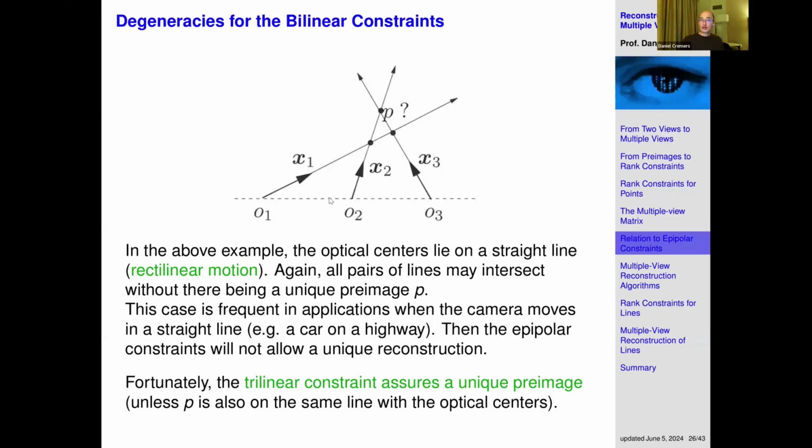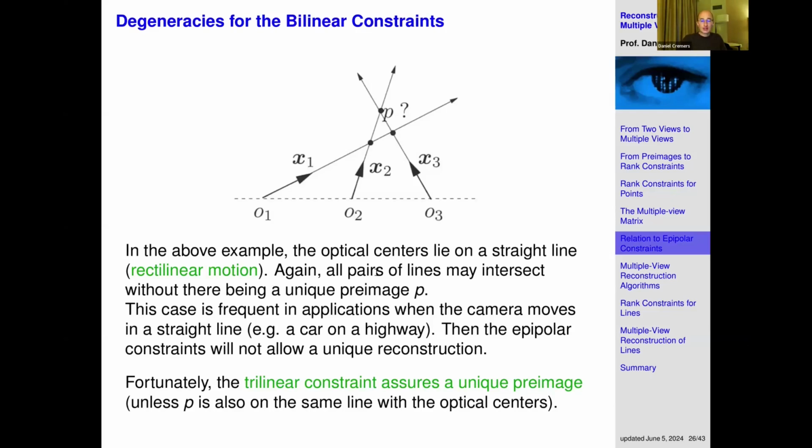considering pairs of lines. You consider pairs of lines, say x1 and x2, you say there should be a point in the intersection. You consider x1, x3, you say there should be a point in the intersection. And then x2 and x3, again, you impose the epipolar constraint saying they should intersect these lines, right? So you impose all the possible epipolar constraints and still you do not necessarily get a unique pre-image.